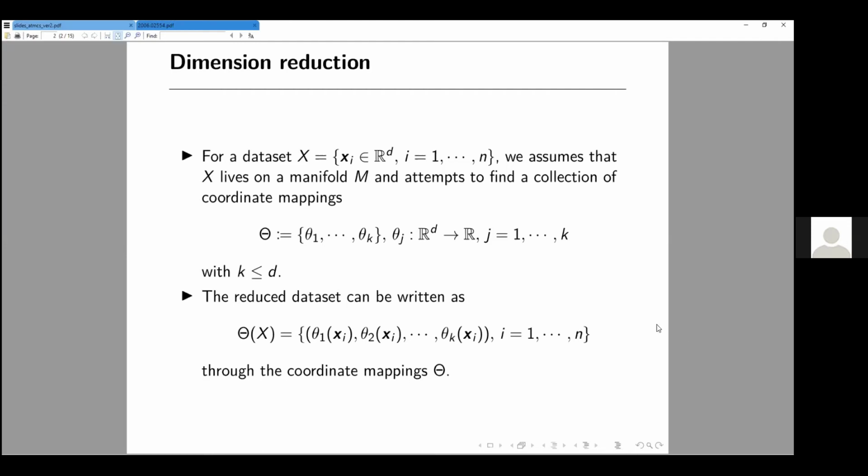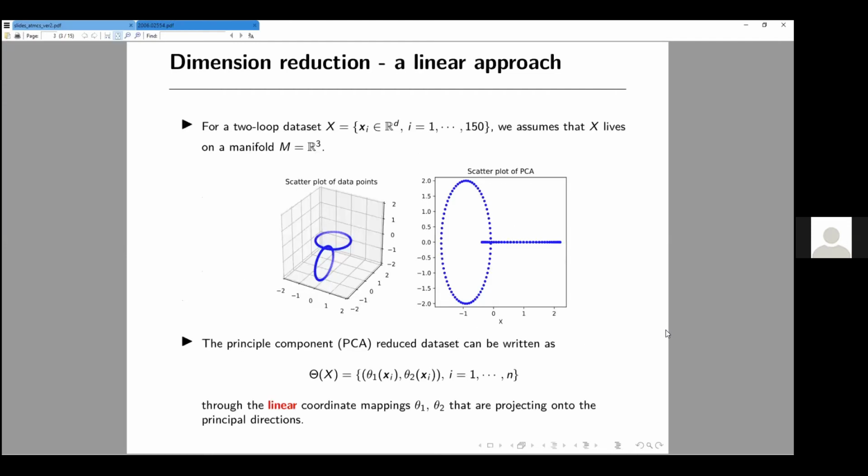Besides the theoretical setup, here we present an example. On the left-hand side, we have our original data set, which consists of two loops, and we uniformly sample 150 points from these two loops. We get two donut shapes in the original data set in R3, and we are trying to reduce the dimension of this data set.